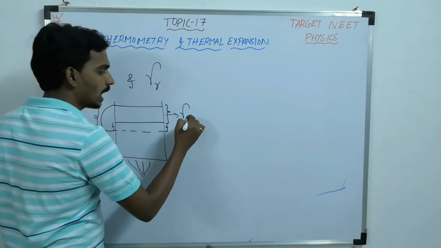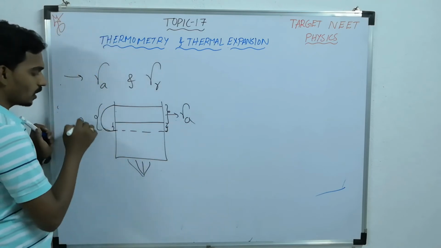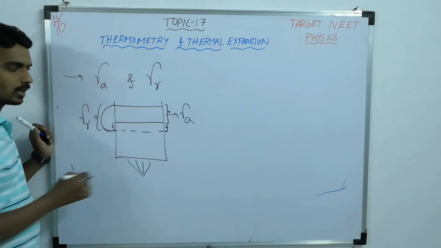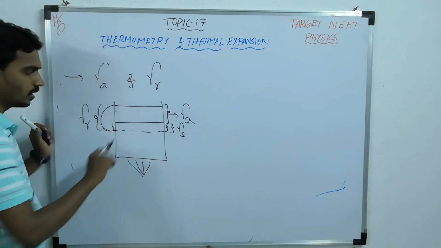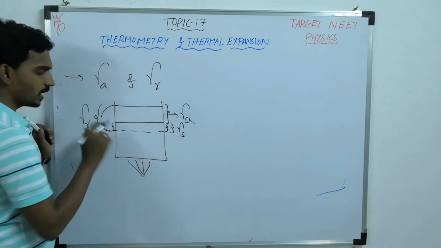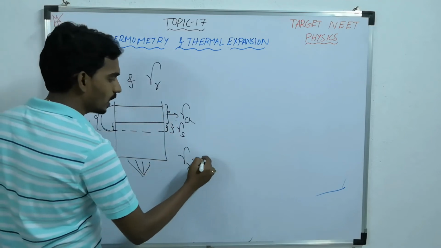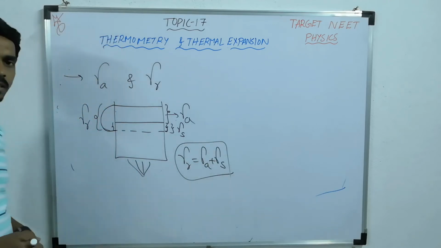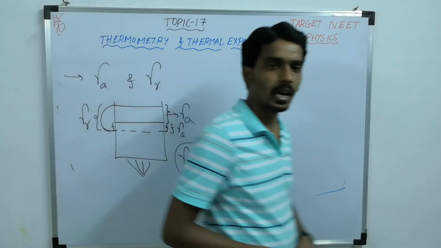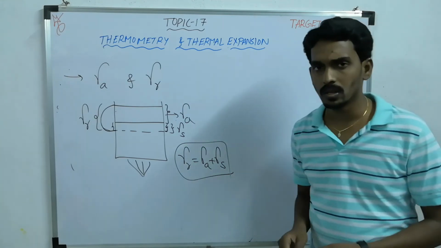That's why it is gamma A. This is the one that actually happens, gamma real. And this is the expansion of solid. So gamma S plus gamma A equals gamma R. So gamma real equals gamma A plus gamma S. Based on this also, sometimes questions will be asked. So this is how you can understand.